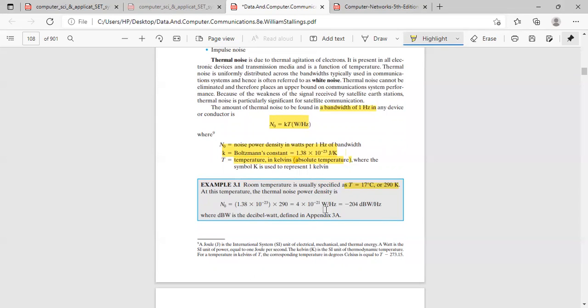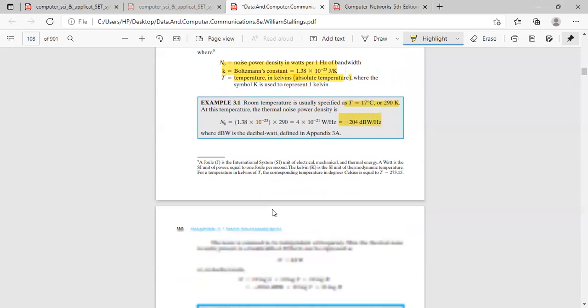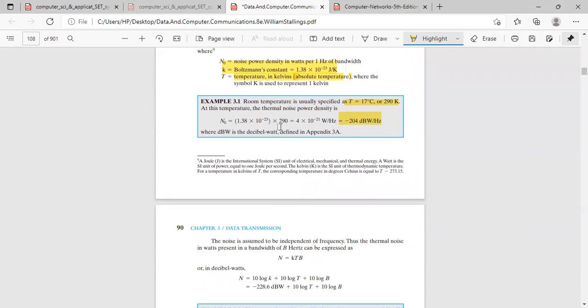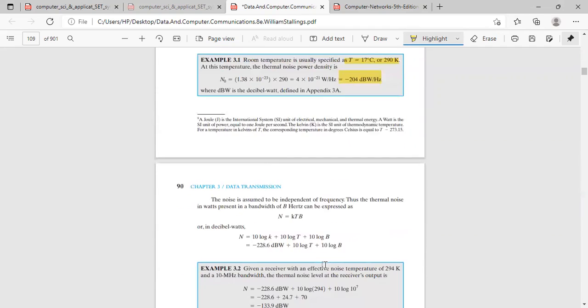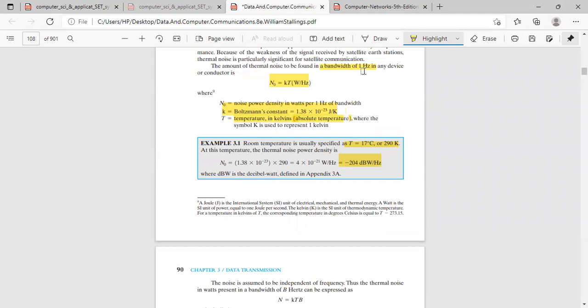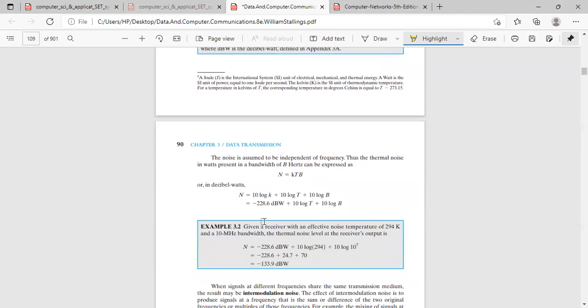Here I'm going to convert this 4 into 10 power minus 21 watts per hertz into decibel watts per hertz. This is how the thermal noise is computed for a bandwidth of 1 hertz. When you have other bandwidths, you have to substitute the bandwidth value also. Then you compute the thermal noise as N is equal to K into T into bandwidth.